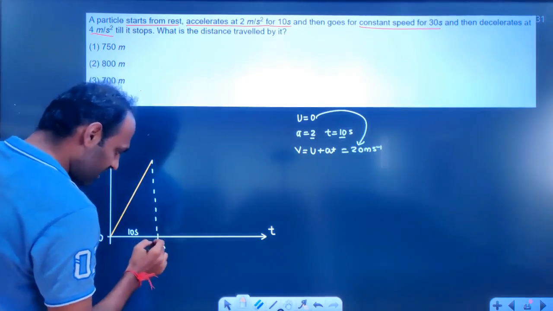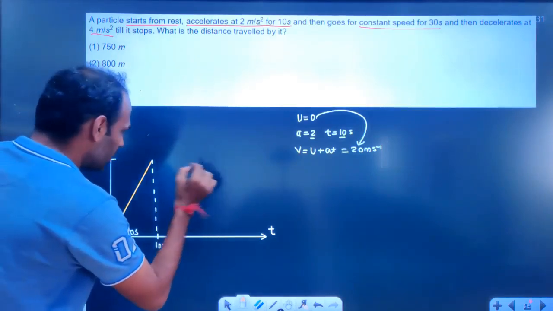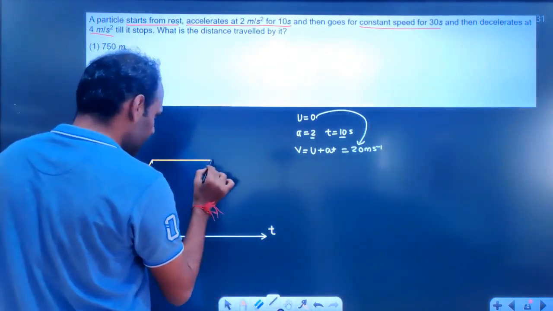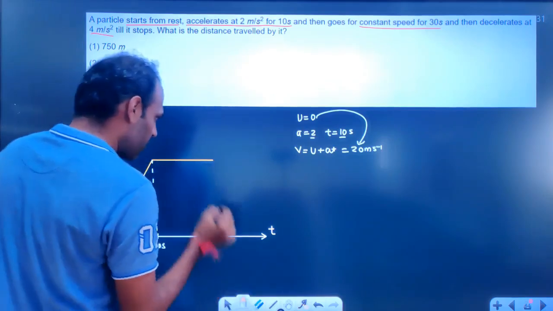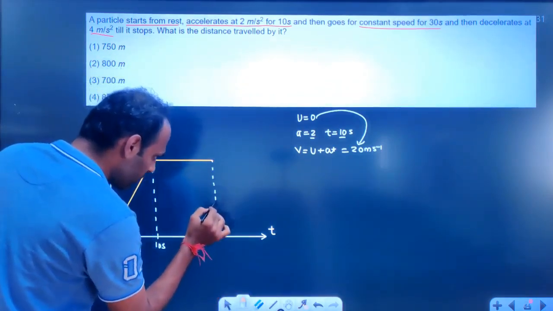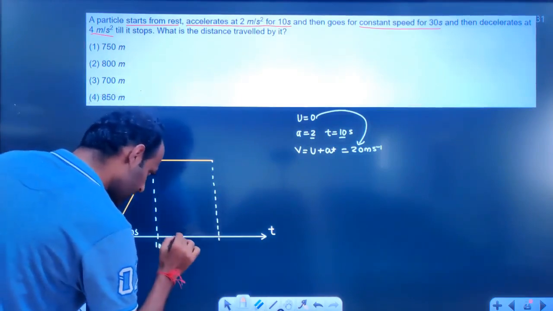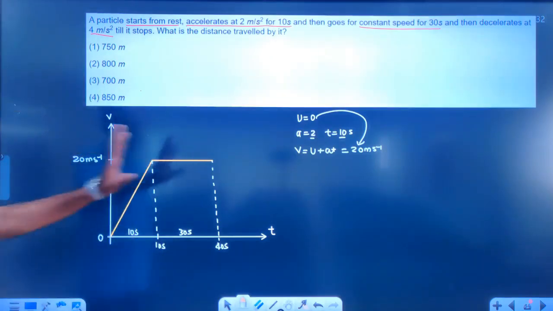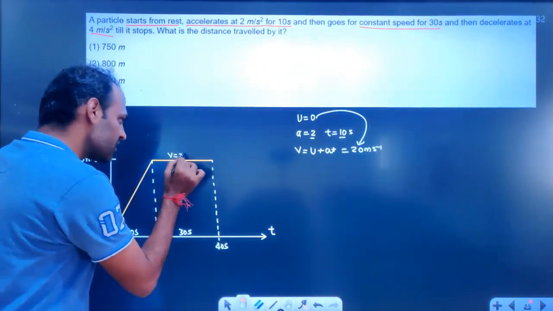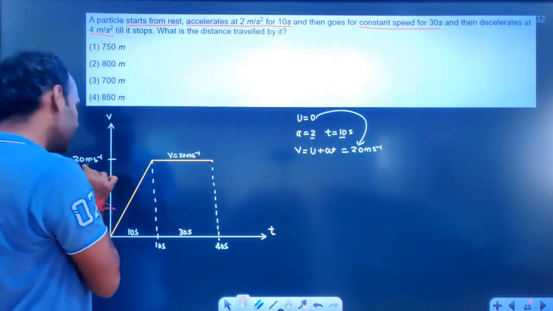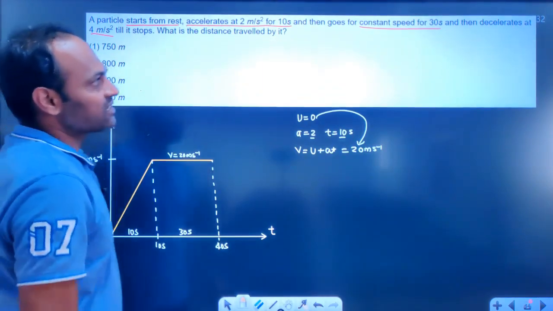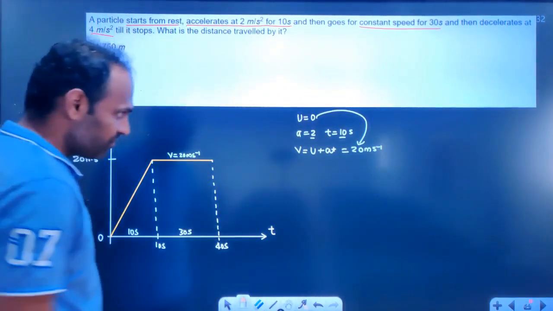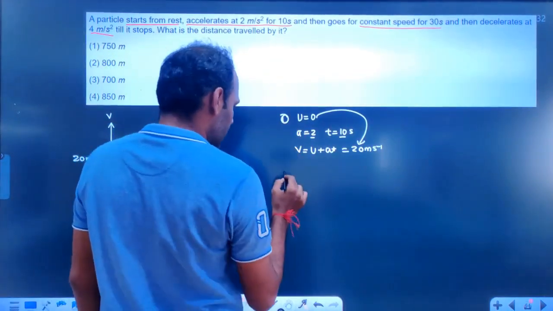So for the next 30 seconds, that is 10 plus 30, 40 seconds, the speed is constant here. The speed stays at 20 meter per second for the next 30 seconds. And after that, it decelerates at 4 meter per second square till it stops. So that is the first case done, then let us look at the second case.